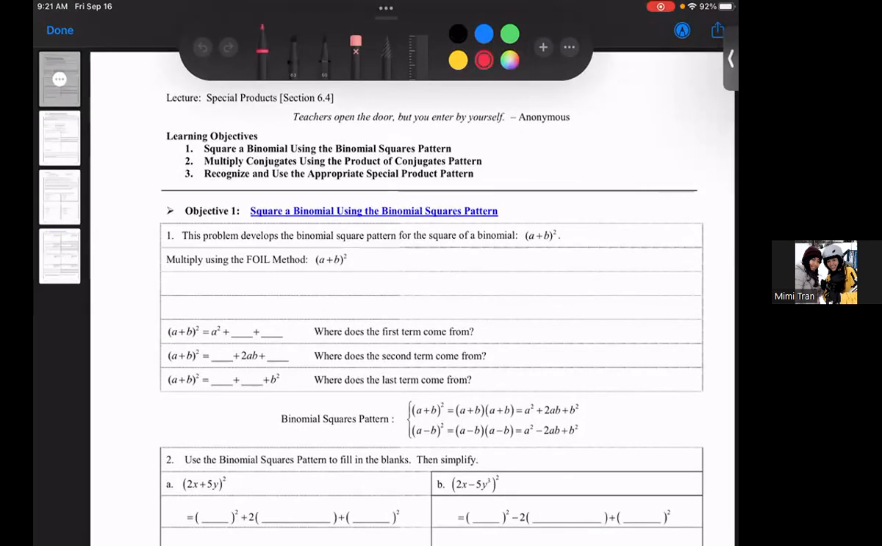Now, first, we're gonna use the FOIL method to FOIL this out. See what happens. Right? So let me ask you a question. Is this correct? Some students write it like that. Is it wrong or right?